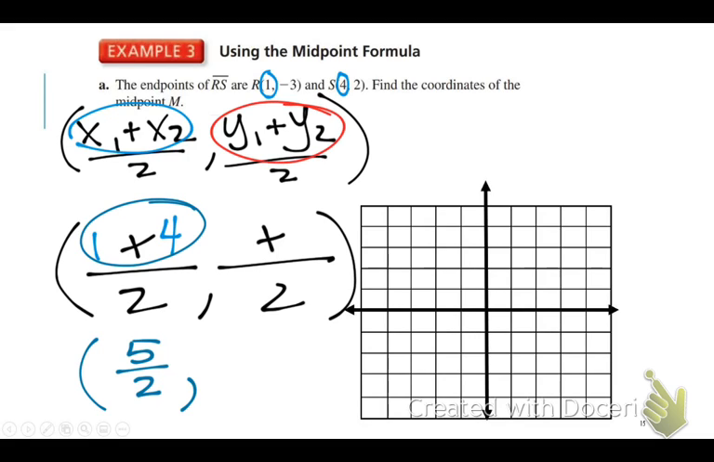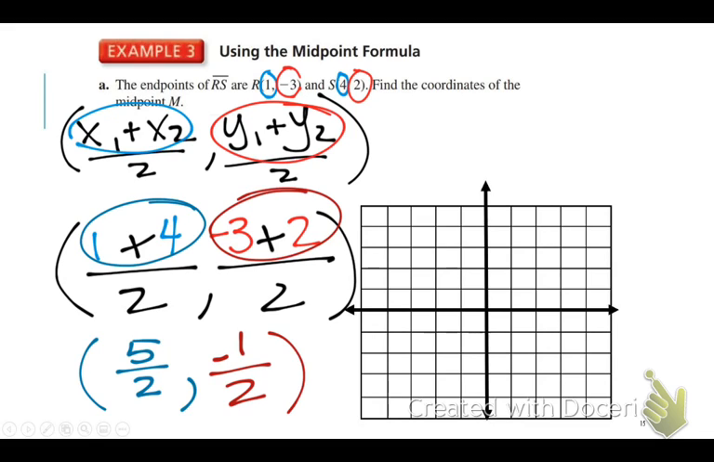What are my two y's that I'm going to plug in? Negative 3 and 2. So minus 3 plus 2. What is that? Negative 1. Can negative 1 over 2 be reduced? No. So this is the final answer. I'm going to show you on the graph why it's the final answer.